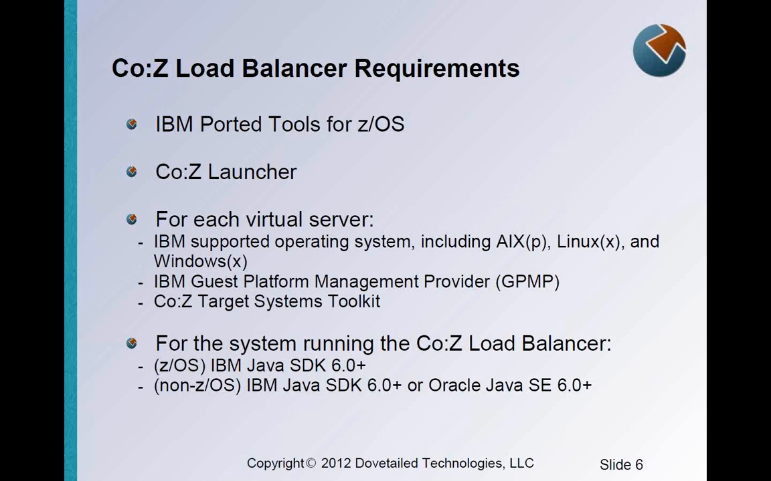And for each virtual server running on a zBX, we need to have one of the IBM supported operating systems, including AIX on P, Linux on x86, or Windows on x86. On each of the virtual servers, as I mentioned earlier, we have to have GPMP installed, and that's part of the zEnterprise installation. You just need to manually install it and make sure it's operational. And then finally, we have to have the Cozy Target Systems Toolkit.